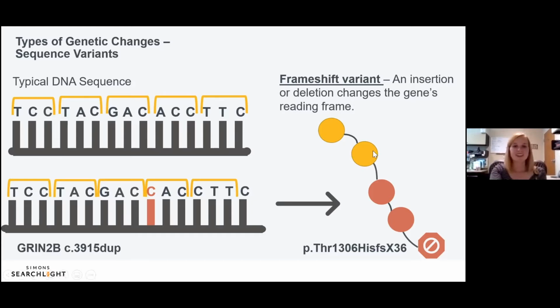You can find these in the names of genetic changes because we typically see an FS at the end, standing for frame shift, and then an X telling us that that protein is ending before we would typically expect.